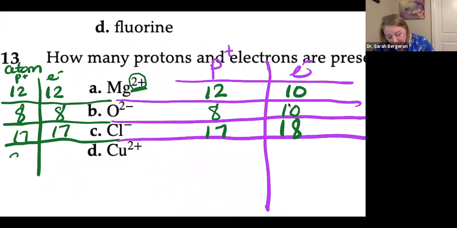Copper 2+. So we have 29 protons. We start with 29 electrons. What does the 2+ mean? It means we have 2 more protons than electrons. So we're going to have 29 protons, and we need to have 2 more protons than electrons. So 29, 28, 27. Okay.